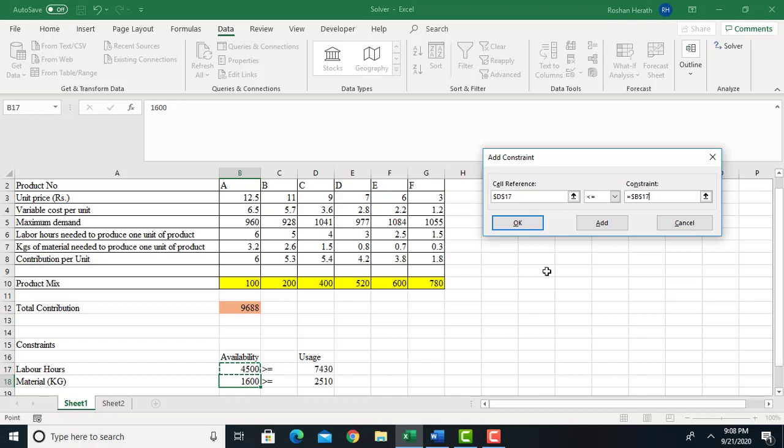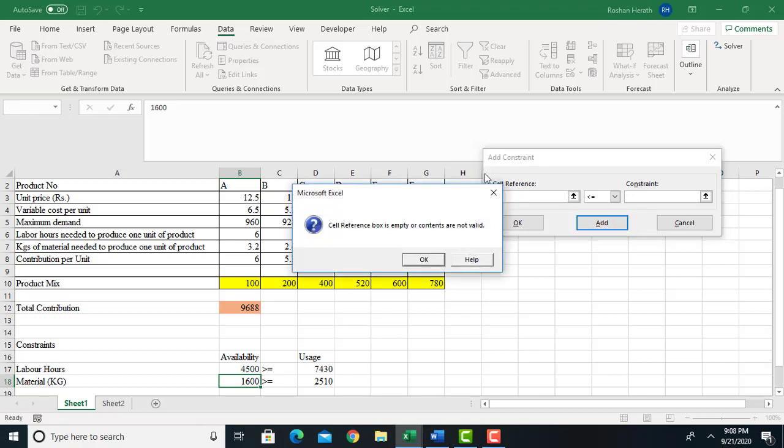Right? Okay, now we have at the first constraint, it's about labor. So add it. Now the second constraint, it's about the material. Again, you need to ensure that the material usage must be less than or equal to the constraint. That is the second one. You ensure that.